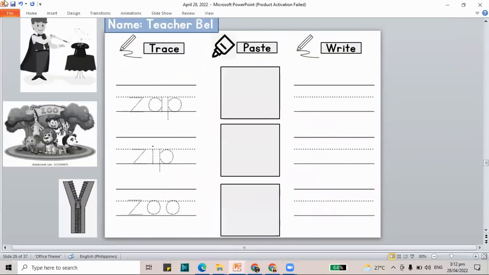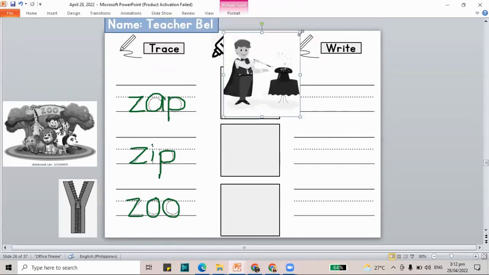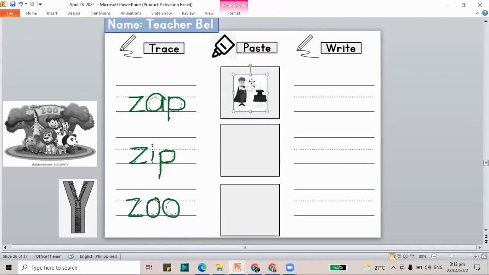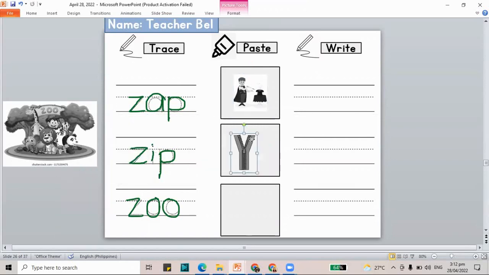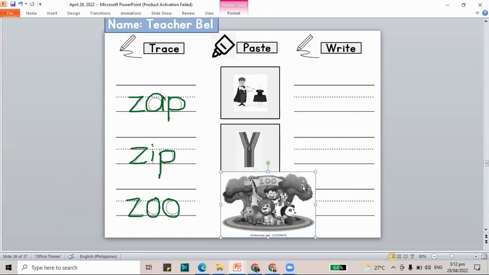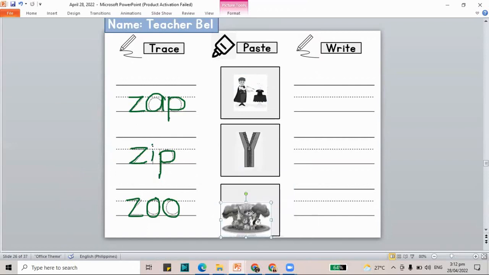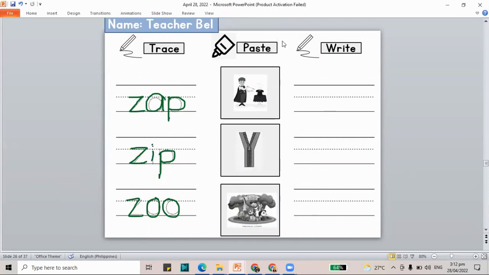Here we have to trace our Z word. So we have the first word, zap, zip, and the last one, zoo. Now, where are the pictures for your work here? We have the first one, zap. My pictures might be different, but we almost have the same work. This is zip. And the last one is zoo. So these are your Z words.